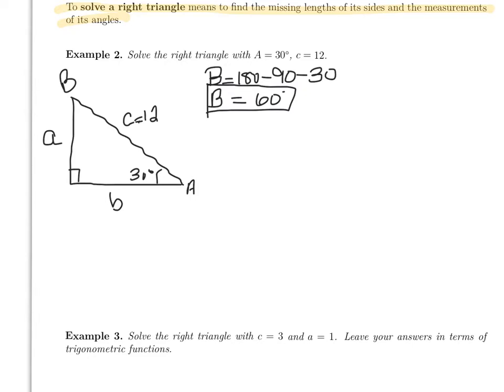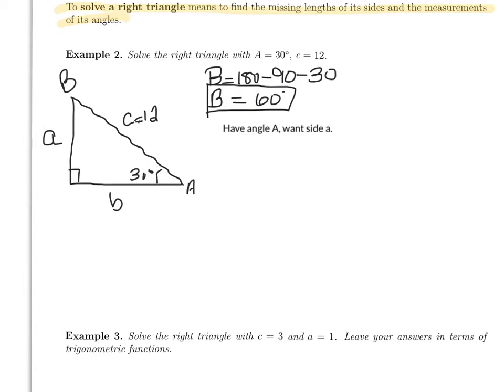Okay, so now on to finding some missing side lengths. We can't use the Pythagorean theorem right now because we only have one side length. We can only use that if we have two. So let's look at what we have. We have angle A, and we want side A, right? So let me make a note of this. We have angle A. We need to find side little a.